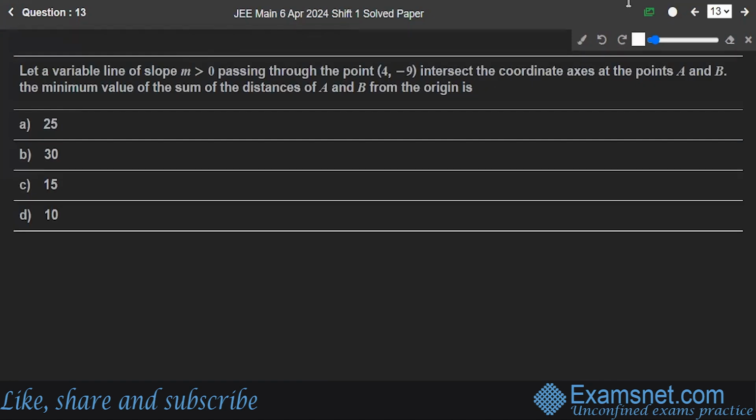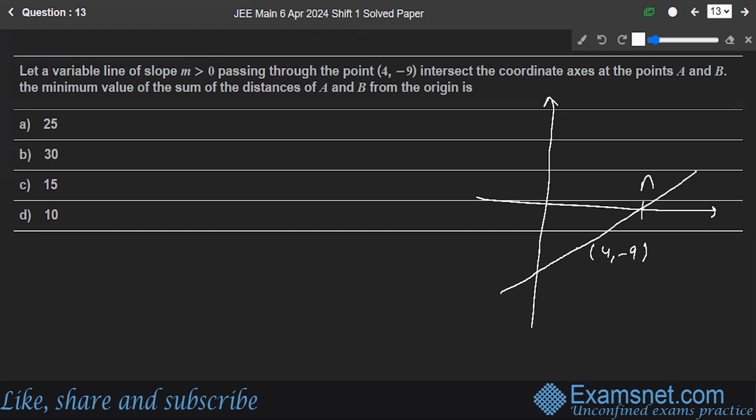Question number 13: a line of slope m greater than 0 passing through the point 4 comma minus 9 intersects the coordinate axes at A and B. The minimum value of the sum of the distances of A and B from the origin is. Let's say this is your coordinate axis and this is the point 4 comma minus 9. The line passing through this cuts the axes at 2 points, A and B. At one point x will be 0, and at the other you will have the y coordinate equal to 0.